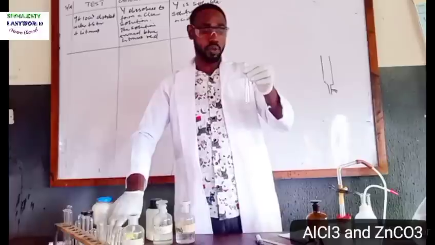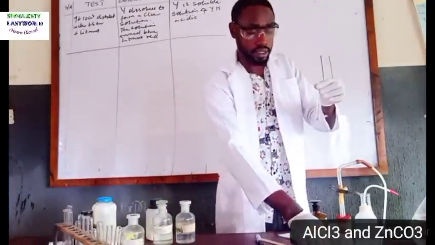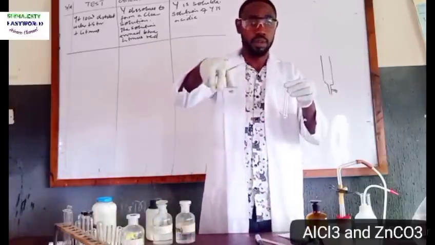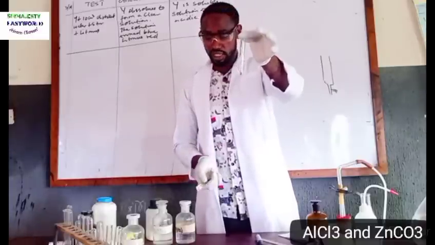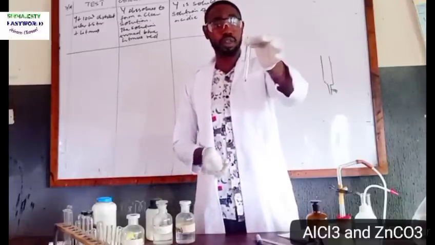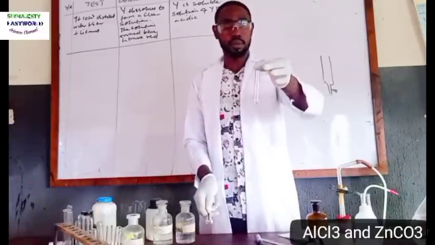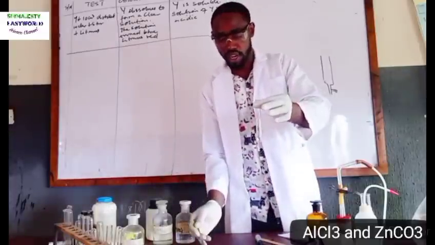The first portion, we are required to add it drop wise on X, that is on zinc carbonate. Like I told you earlier, this particular thing, as also shown by the color change in the litmus, is highly acidic. So if you drop this on zinc carbonate, there will be effervescence, colorless, odorless gas, which turns lime water milky, will evolve.